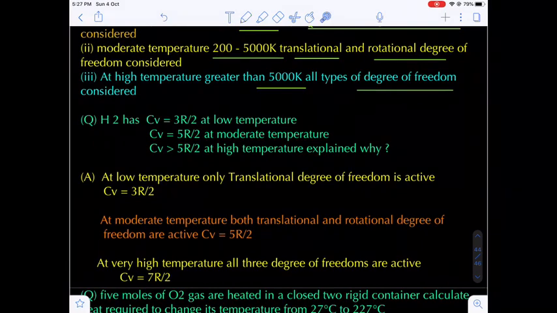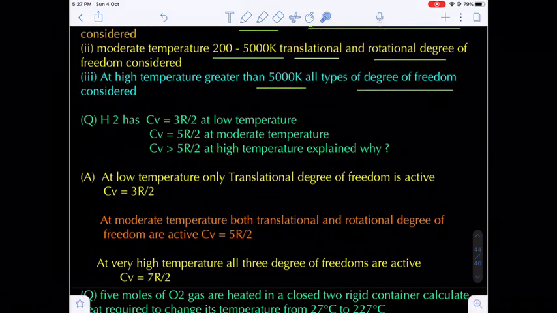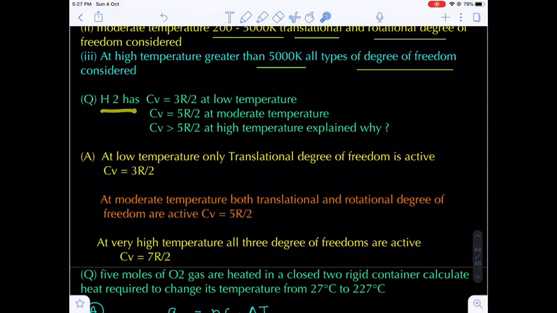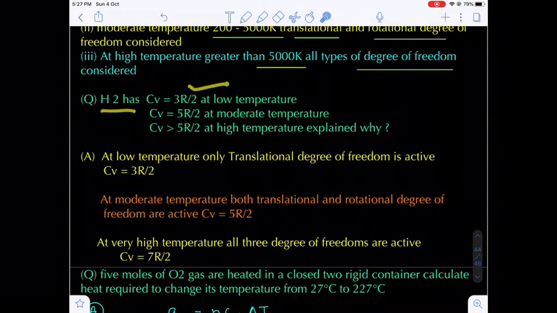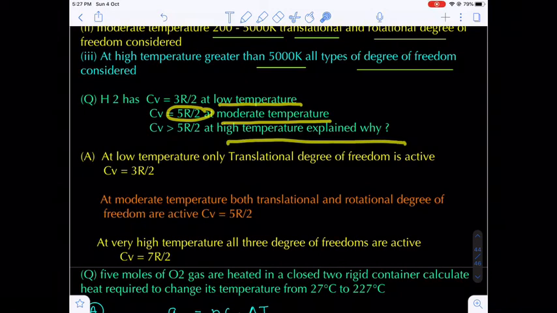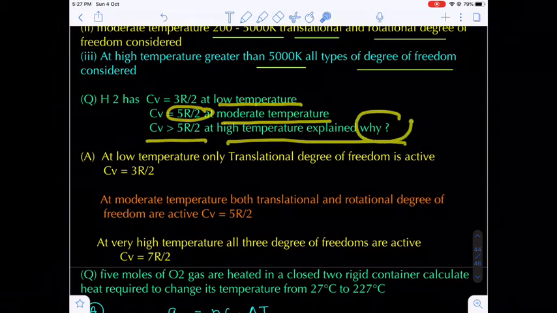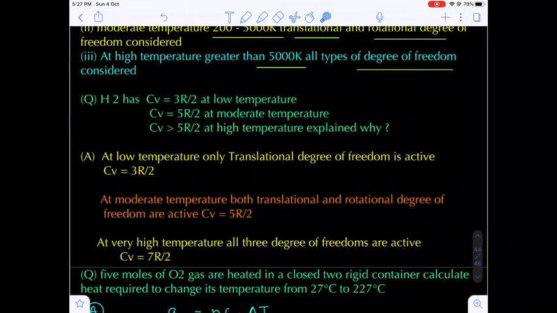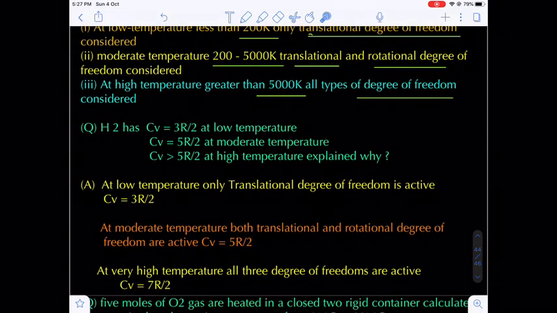Now here, this is one previous question, a subjective question. Hydrogen gas, CV value 3R by 2. Yes, because it is a diatomic gas. Are you getting my point? Now here at low temperature 3R by 2, but at moderate temperature 5R by 2, but at very high temperature the CV value will be greater than 5R by 2. What is the reason? Why? Just now I explained in the above note.